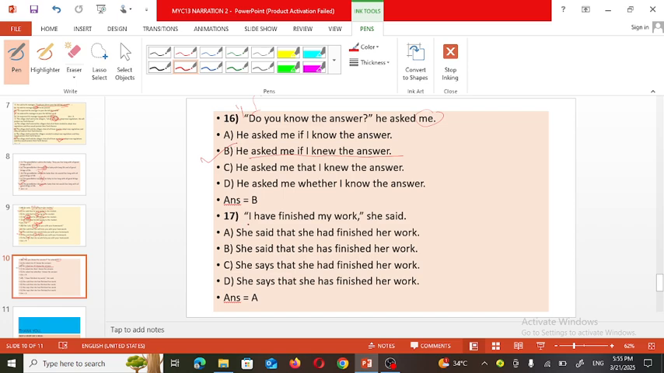And the last statement, "I have finished my work," she said. She said that she had. Instead of "have," "had" will be there, and instead of "I," "she" will be there. So she had finished. And whose work? Her work. So she had finished her work. These changes we are able to observe in these two statements. But here "says" is written and here "said" is written, and "said" is the correct answer. So option A is the correct option.